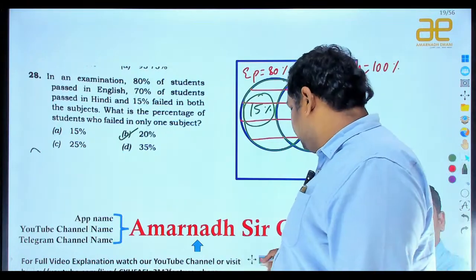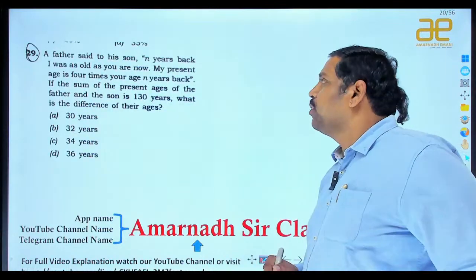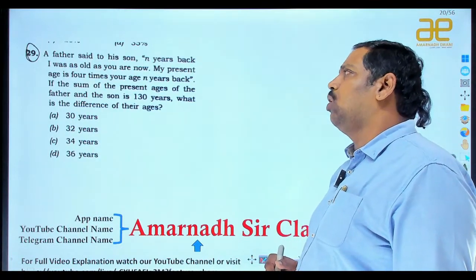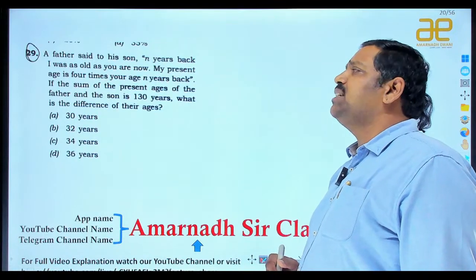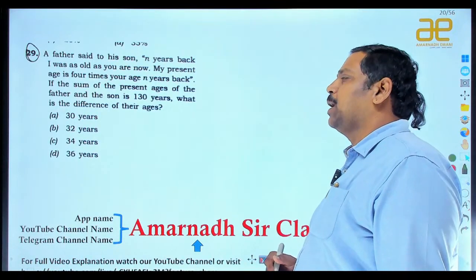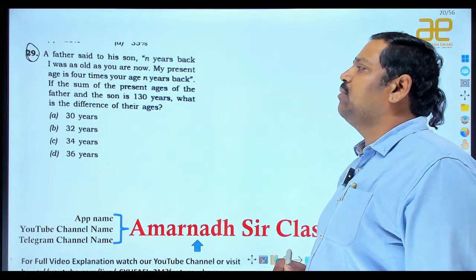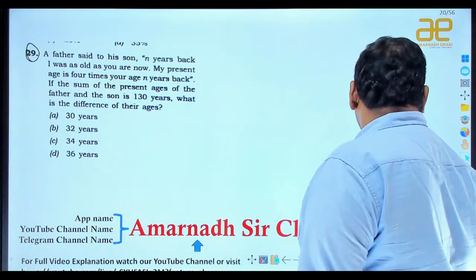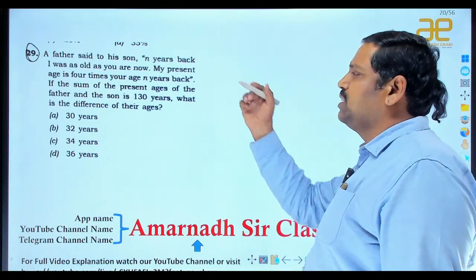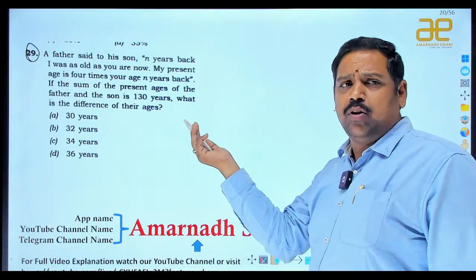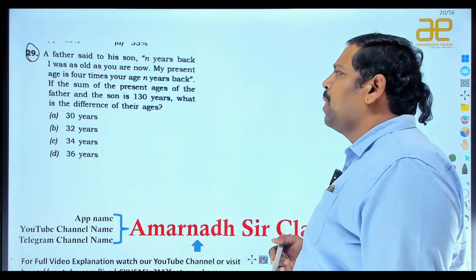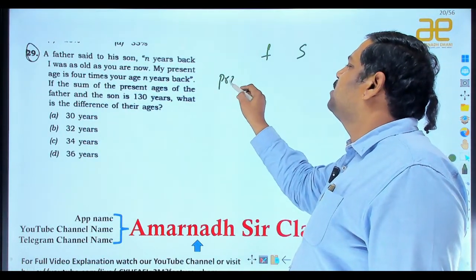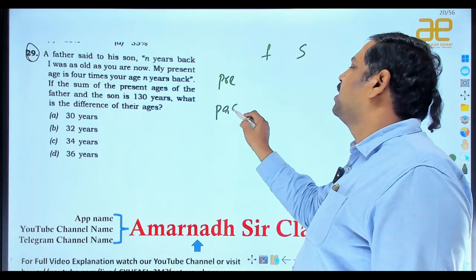Okay, let's see the next beautiful question. Right, good. A father said to his son, "N years back, I was as old as you are now. My present age is 4 times your age N years back. If the sum of the present ages of the father and son is 130 years, what is the difference of their ages?" Yeah, this is a question already given in the previous civils examination also, I think 2023 or 2022. Already we discussed this one also. Okay, there are 2 characters, father and son. He is speaking about their present ages and their past ages also.